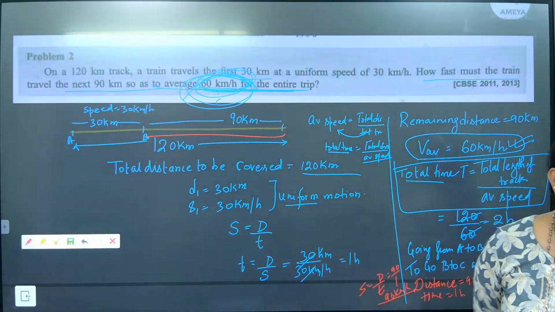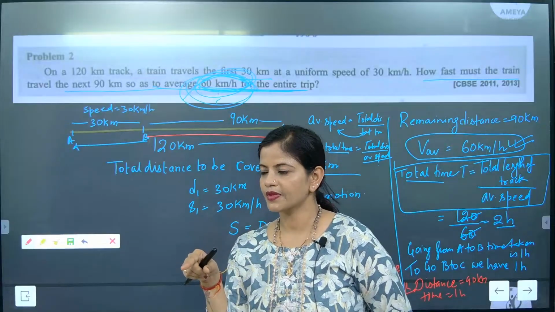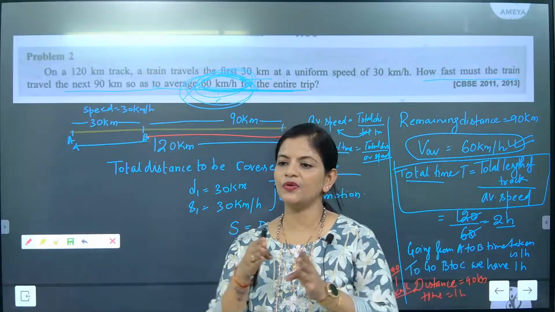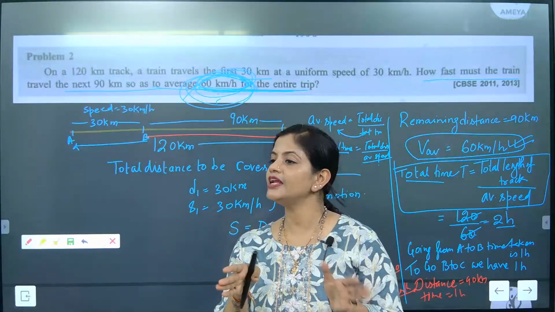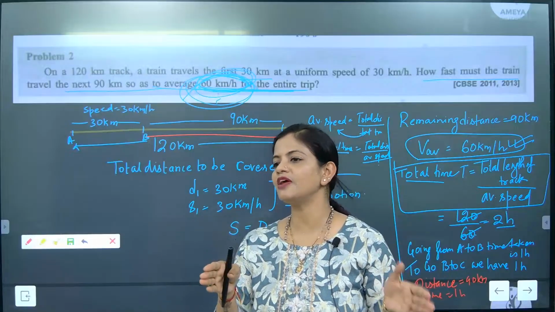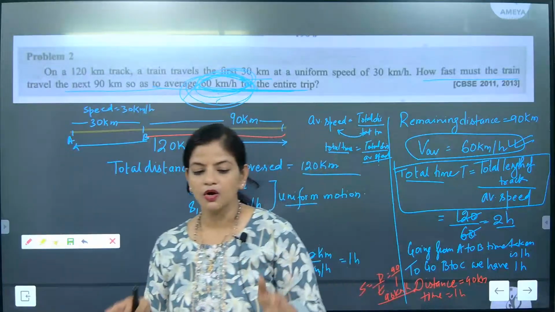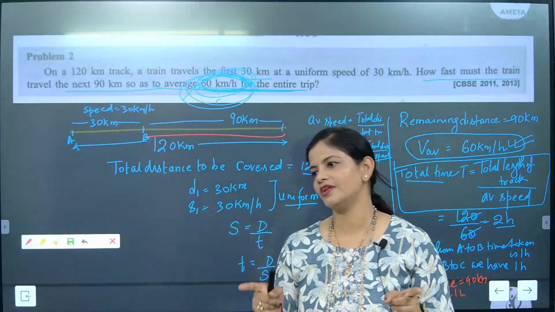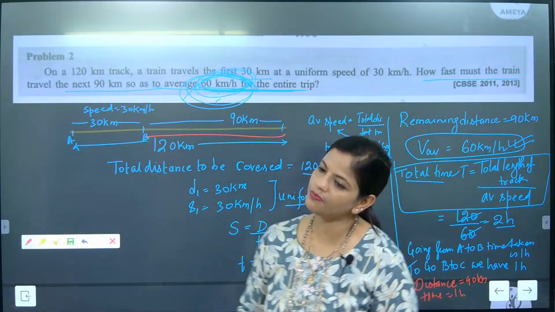Kanish, you understood? First half, how much distance? 30. But the full average speed was given. So with the help of average speed, we took out the total time. Total time was 2 hours. That means the remaining time left is only 1 hour. And we have to cover a distance of only 90 kilometers. So the speed we should maintain is 90 kilometer per hour.